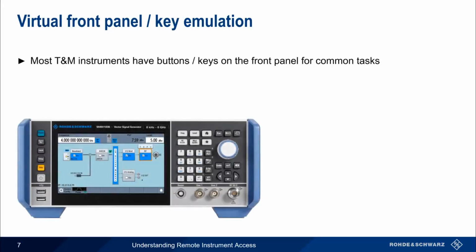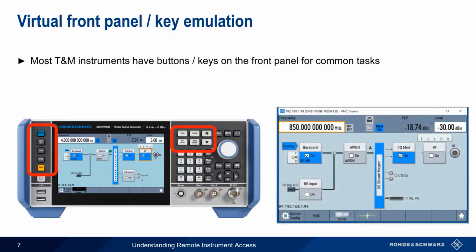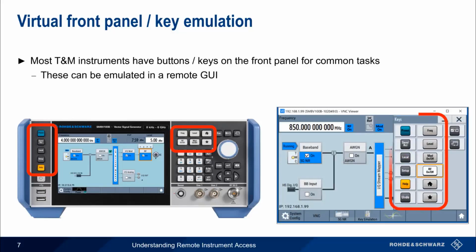Most test and measurement instruments have buttons or keys on the front panel for performing common tasks, such as setting frequency and level, saving and recalling information, or presetting the instrument, that is, returning the instrument to its default state. Therefore, many remote GUIs will have a way of emulating the more common front panel buttons. This allows the instrument to be used in much the same way, both locally and remotely.